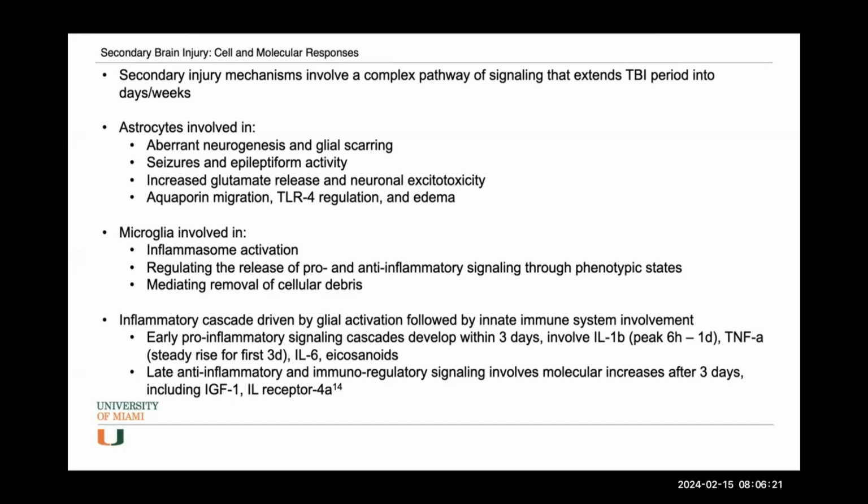So early research has shown that early pro-inflammatory signaling cascades develop within 3 days. Oftentimes, this involves pro-inflammatory cytokines such as interleukin-1b, which can peak between 6 hours and 1 day after initial head trauma, TNF-alpha, which can rise for the first 3 days, interleukin-6, as well as eicosanoids. The late anti-inflammatory response, and a lot of this immunoregulatory signaling, can actually happen after 3 days, and this can involve things like IGF-1 and interleukin receptor 4A.